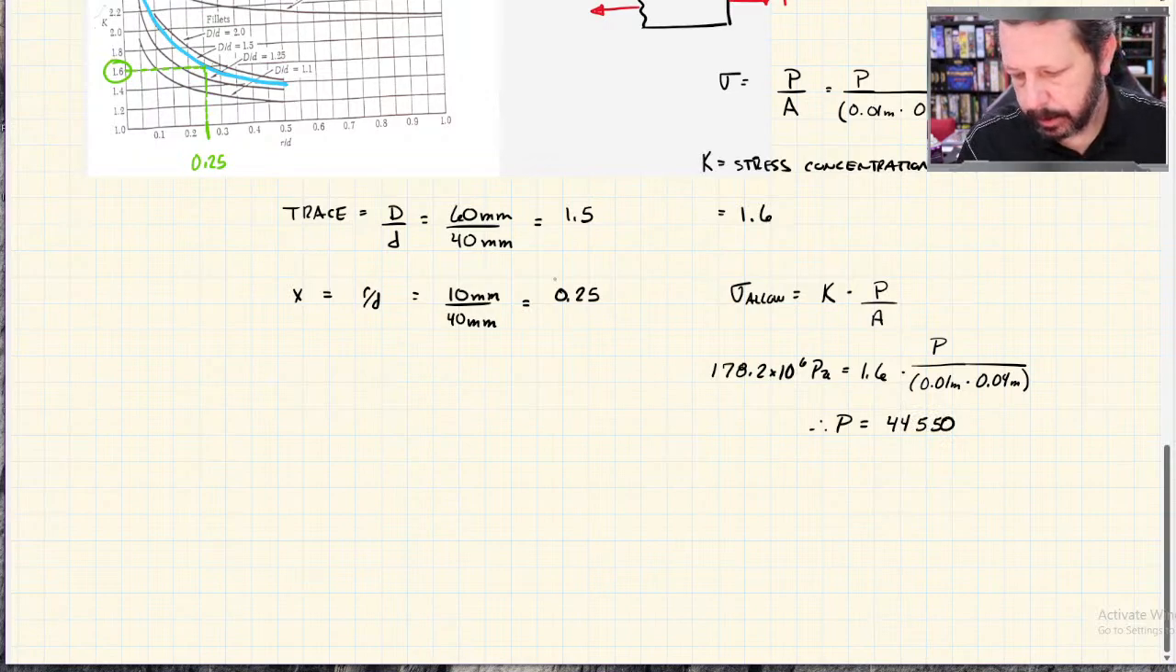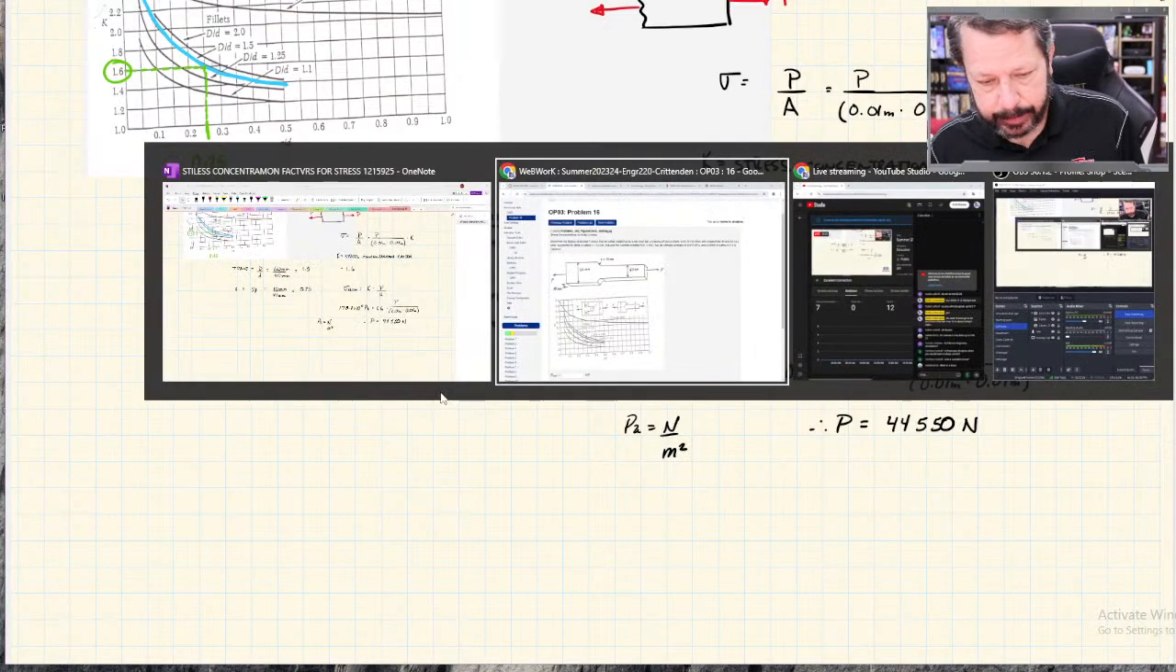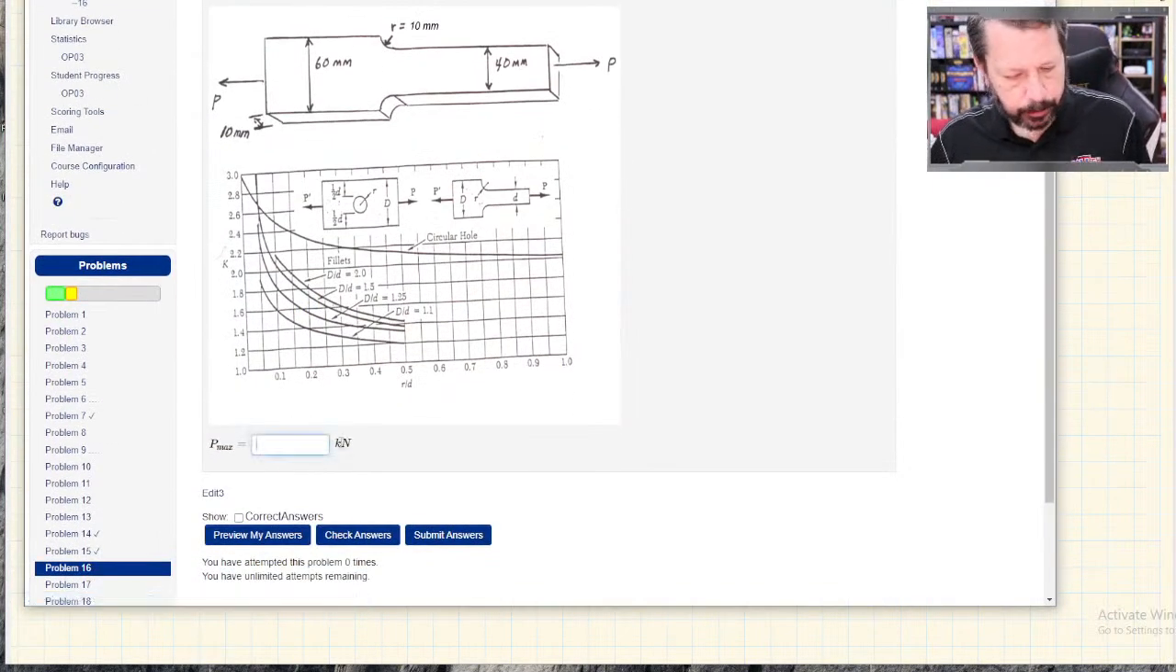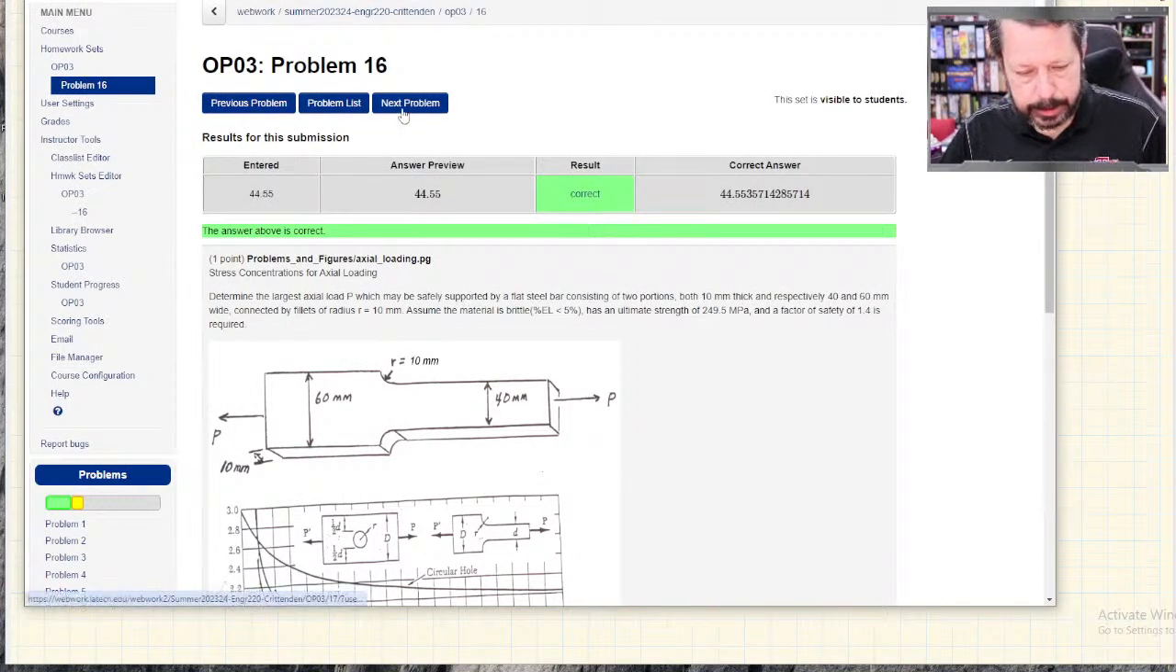These would be newtons, because remember, a Pascal is a newton per meter squared. So newtons are what's built in there. So let's see if 44,500 gets us any. Oh, well, this is in kilonewtons, so 44.5. Was it 5.5? 5.5. Yes, correct. All right. Let's do another one just to have a different one.